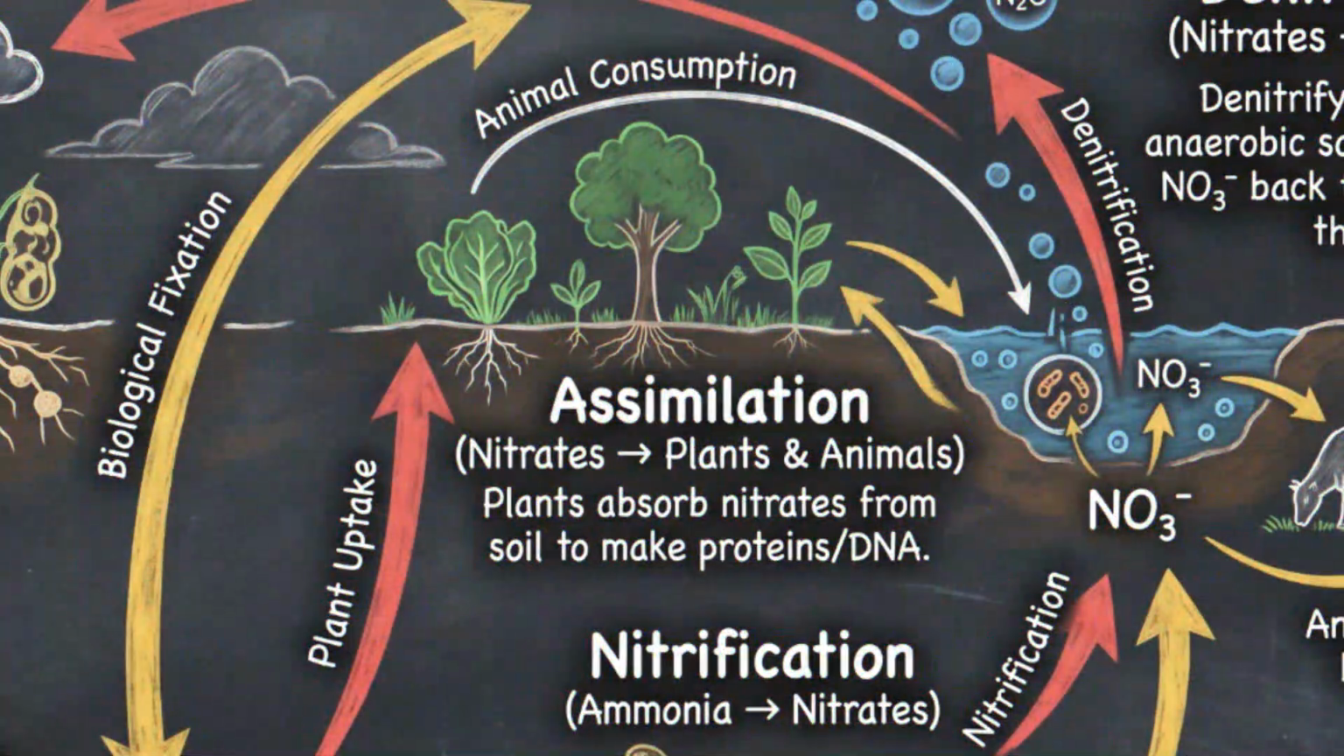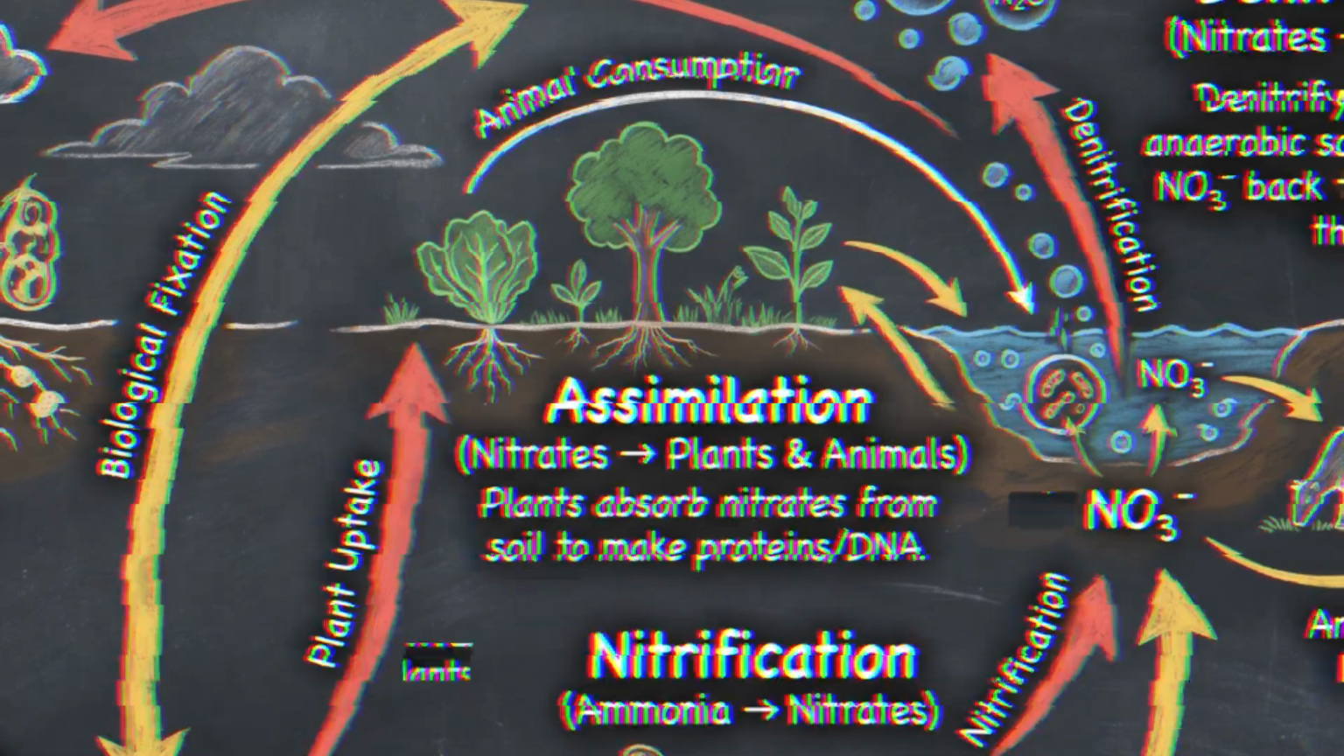Once nitrates are available in the soil, plants take them up through their roots in a process called assimilation. Inside the plants, nitrates are used to build proteins, nucleic acids, and chlorophyll. When animals eat these plants, they obtain the nitrogen they need for their own proteins and DNA. In this way, nitrogen moves up the food chain.